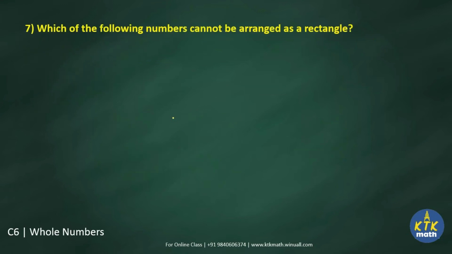Now question number 7. Which of the following numbers cannot be arranged as a rectangle? So this is a major concept in our chapter, whole numbers. How can we arrange something in terms of a triangle or rectangle or square, they will be asking. Okay, in this question they are asking which cannot be arranged as a rectangle. For example, you just imagine 4 stars. Okay, see, 4 stars I can arrange like this, right? It can be considered as a square, or you can consider this as some rectangle, right? This is in the form of a rectangle.